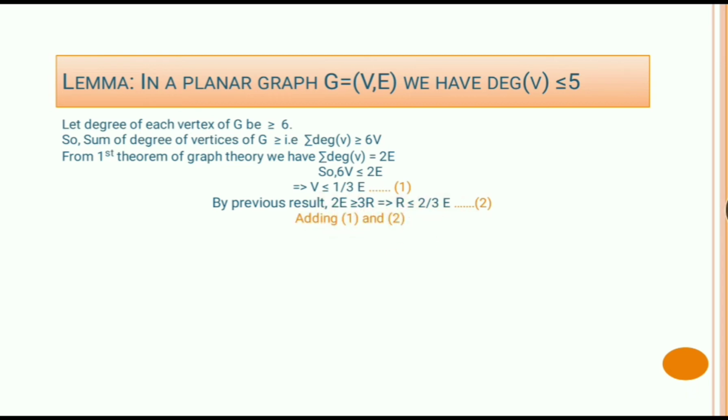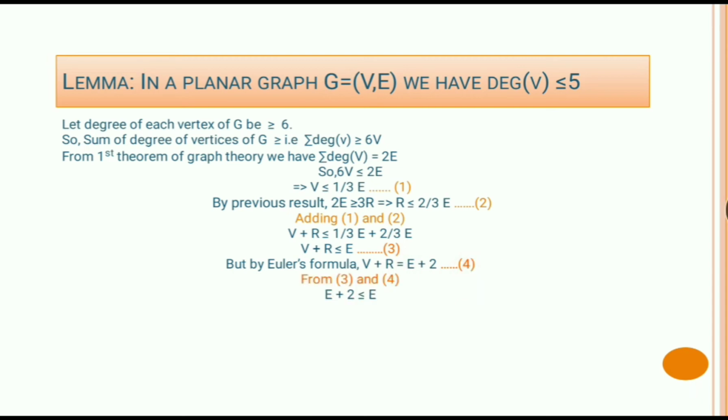Now adding 1 and 2, we get V plus R less than or equal to 1 by 3 E plus 2 by 3 E. Okay, 1 by 3 E plus 2 by 3 E becomes E. So V plus R is less than or equal to E. Name this as equation 3. Then by Euler's formula, we have V plus R is equal to E plus 2. So this is the value of V plus R less than or equal to E. This is the value of V plus R equal to E plus 2. So using 3 and 4, if we put V plus R equal to E plus 2 here, we get E plus 2 less than or equal to E. So subtracting E from both sides, I get 2 less than or equal to 0, which is not possible. 2 can't be less than 0, right?